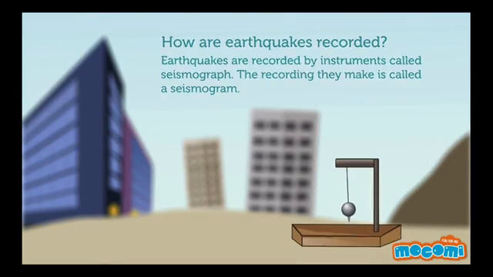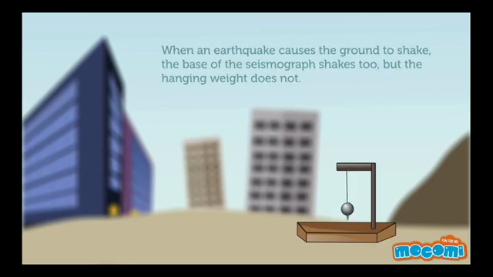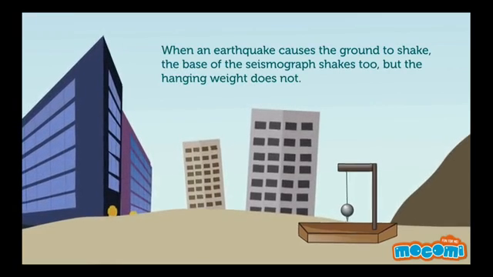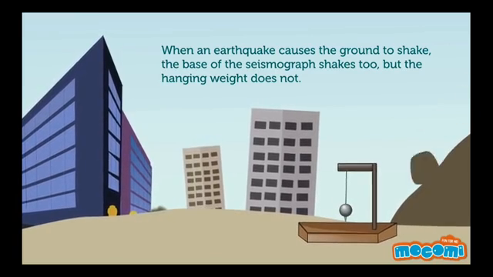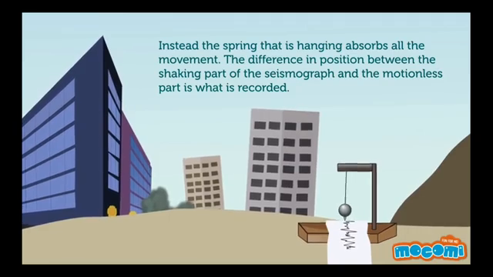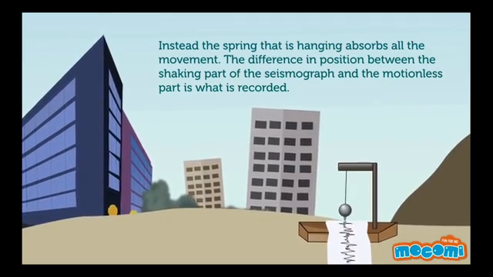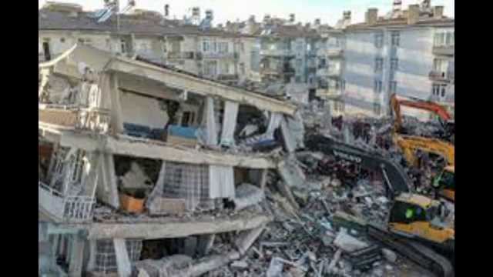The seismograph has a base that sits firmly in the ground and a heavy weight that hangs free. When an earthquake causes the ground to shake, the base of the seismograph shakes too, but the hanging weight does not shake. The spring that is hanging absorbs all the movement. The difference in position between the shaking part of the seismograph and the motionless part is what is recorded.